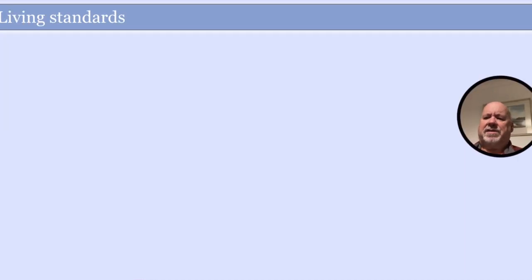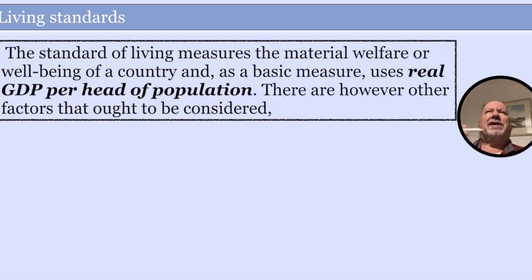Living standards is a slightly nebulous term in economics. It can mean lots of different things. So there's a basic measure. It measures what we call the material welfare of a country, the well-being, and as a basic measure, it takes that real GDP, economic growth, if you like, the increase of that is the economic growth, but it then divides it by the head of population. So it's the real GDP, the number of goods, divided by the population.